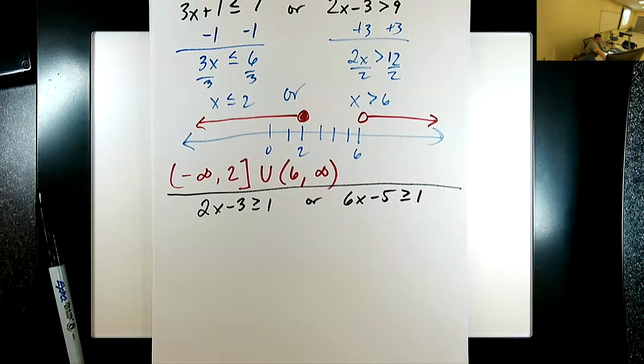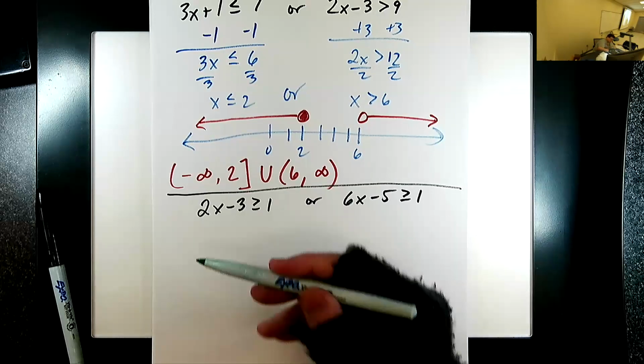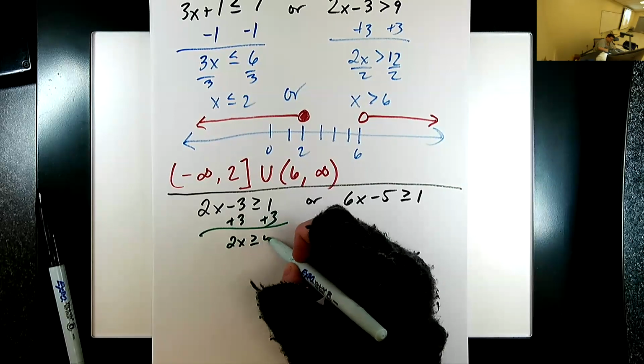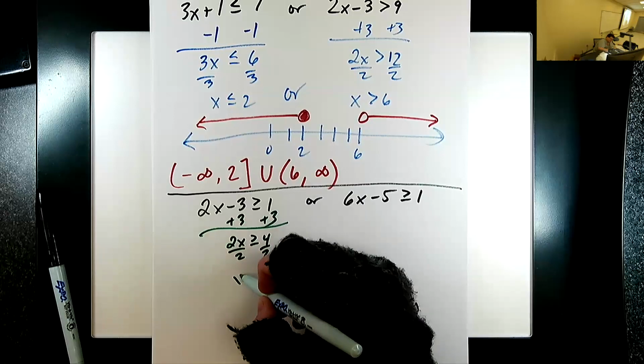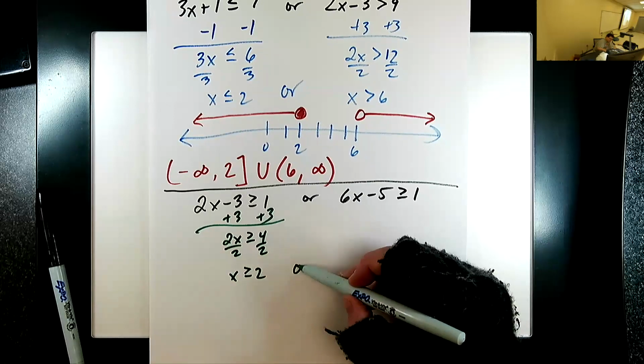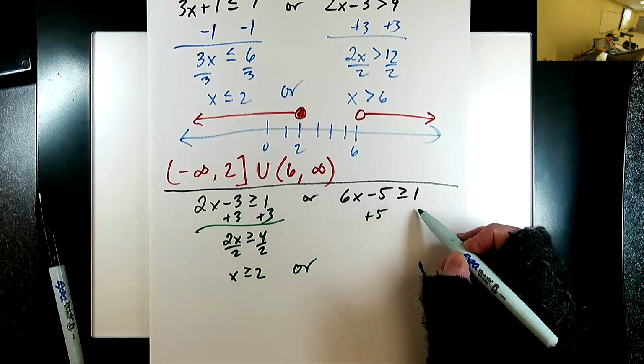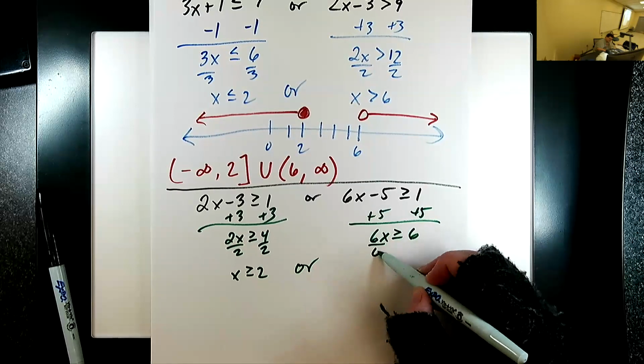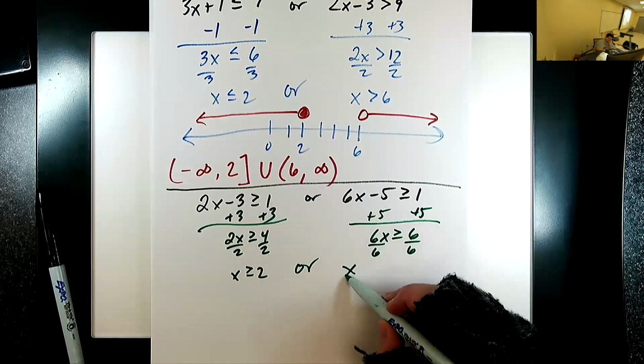I'll hit pause. All right, so we saw for this at 3, we get 2x is greater than or equal to 4. Divided by 2, and we get x is greater than or equal to 2. Or add 5 to both sides. I get 6x is greater than or equal to 6. Divide by 6, and we get x is greater than or equal to 1.